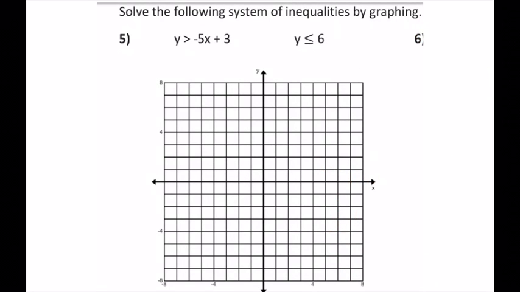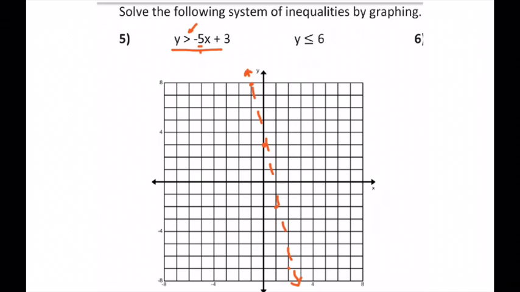For number 5, we are going to graph these two inequalities. So I'm going to do the first one in red. I'm going to go to positive 3 and start there. My slope is negative 5 over 1, so I'm going to go down 5 and over 1 and do it again. I could also go up 5 and back 1. And when I connect my dots, I'm going to do it with a dashed line because of that greater than, and it's not greater than or equal to.